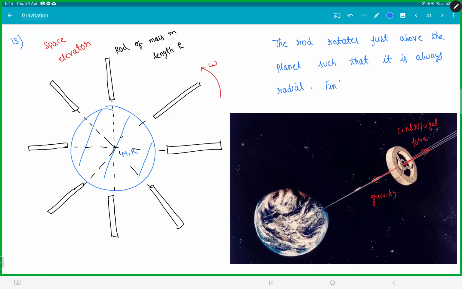So find the angular velocity of the rod. Find omega of the rod. We can add one more point. Suppose x is the distance from the center. Find omega of the rod and the tension in the rod as a function of x. x is the distance from the center.